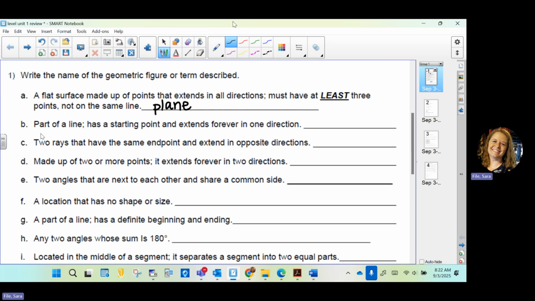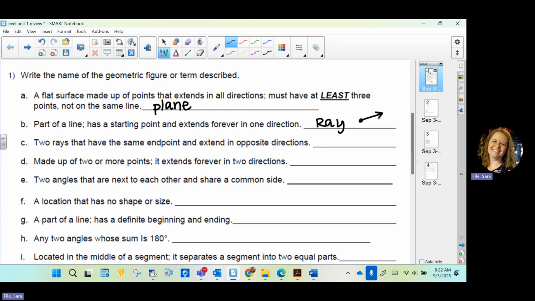All right, B, part of a line. It has a starting point and extends forever in one direction. That's a ray, so 1 point, 1 arrow. If you want to draw a picture, okay?